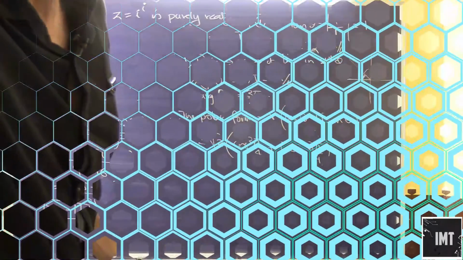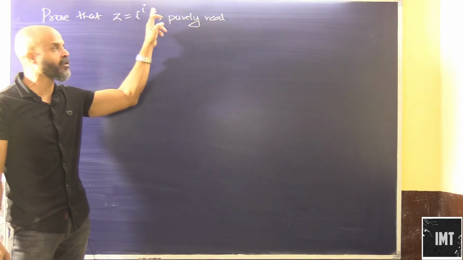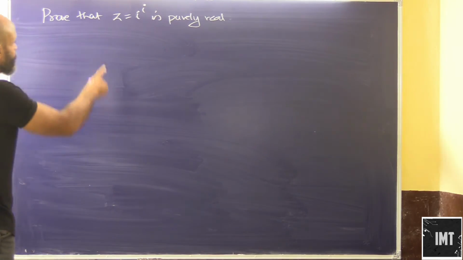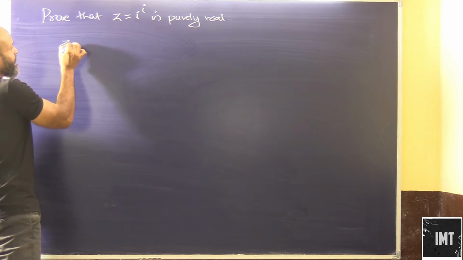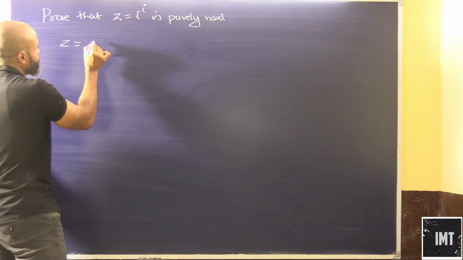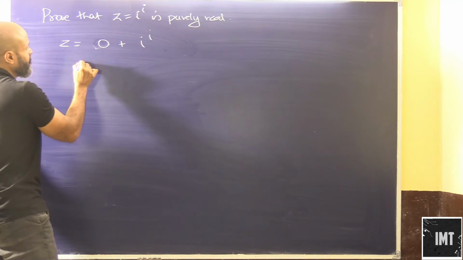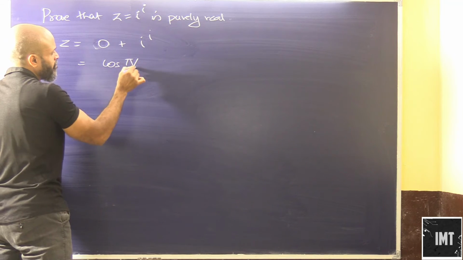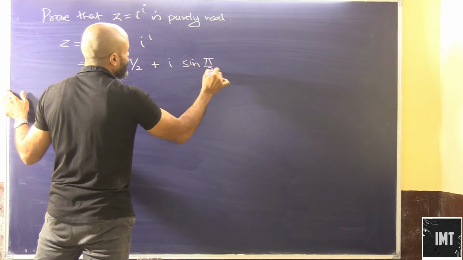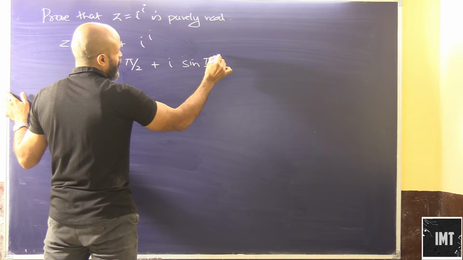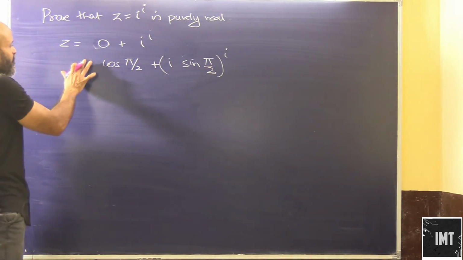Okay, people, let's take this example here. Prove that z is equal to i to the power of i is purely real. Okay, so in this case, see, z is equal to 0 plus i, which means that there is only an imaginary part. If I express this in polar form, obviously the real part is 0, plus i to the power of i, which means that I can put here cos pi by 2, and the imaginary part I can put as i sin pi by 2, to the power of i, can be written in this way.